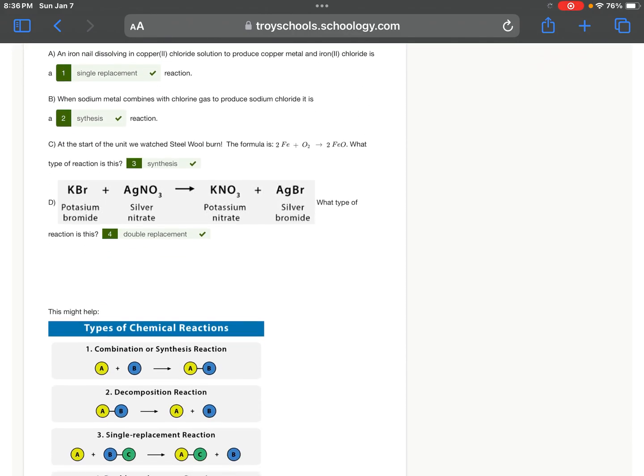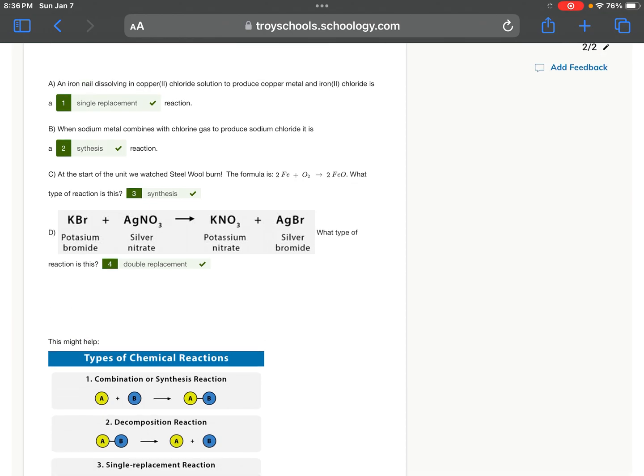Oh, sorry, lost my spot. When sodium metal combines with chlorine gas to produce sodium chloride, sorry, my dog's making noises, you have a synthesis reaction. So you're putting together substances to make one product. Again, steel wool burning is an example of synthesis because we're putting together iron and oxygen to make iron oxide.